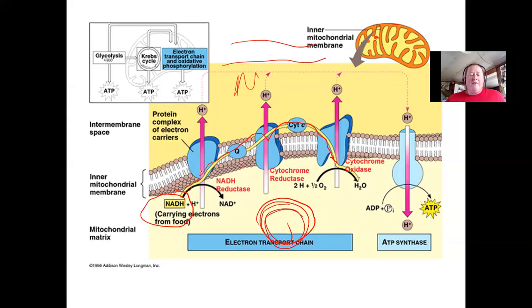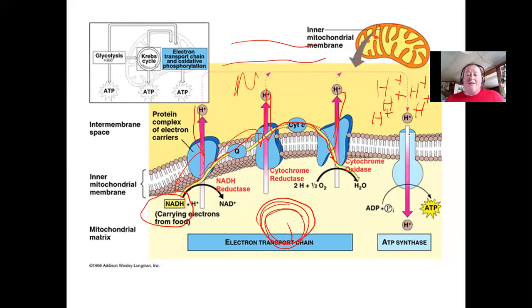Now, every time those electrons move, they start to pump hydrogen into the inner membrane space. So electron moves, pumps the hydrogen out. Electrons move, pump the hydrogen out. This is our electron transport. And all of a sudden, we have a whole bunch of hydrogen building up on this side, and it ends up being more concentrated.